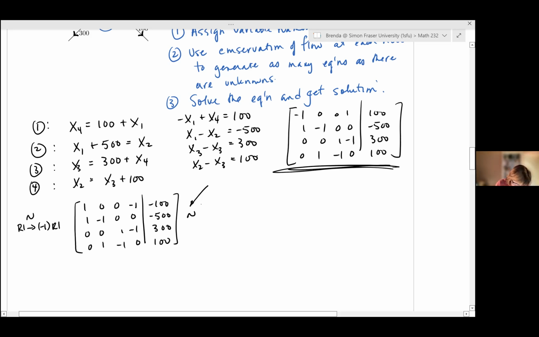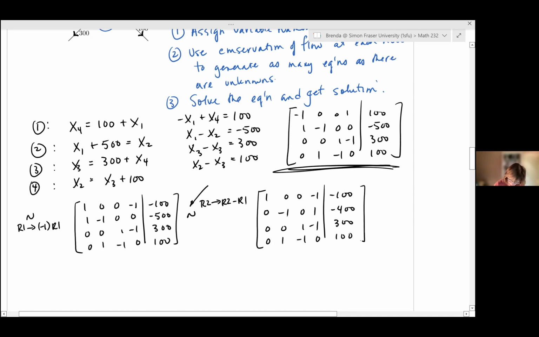Okay, so what I'm going to do is take R2, and that R2 is going to be replaced by R2 minus R1. And that will give me the following: 1, 0, 0, minus 1, minus 100, 0, minus 1, 0, 1, minus 400, 0, 0, 1, minus 1, 300, and 0, 1, minus 1, 0, 100. Okay, we can now see that we are done with this row. This one is done, and that's because we've got all zeros here.